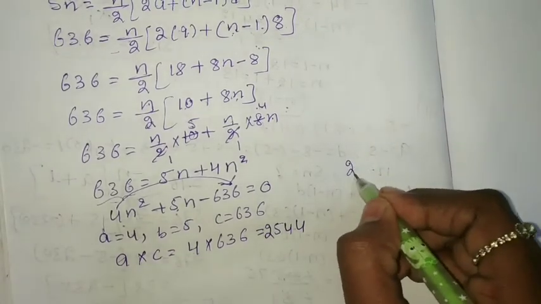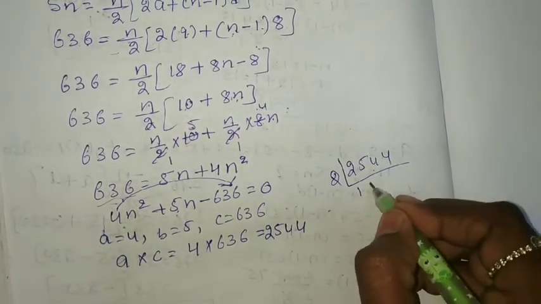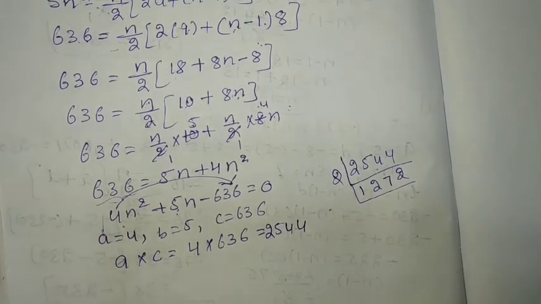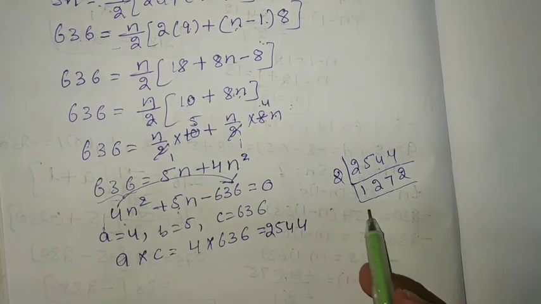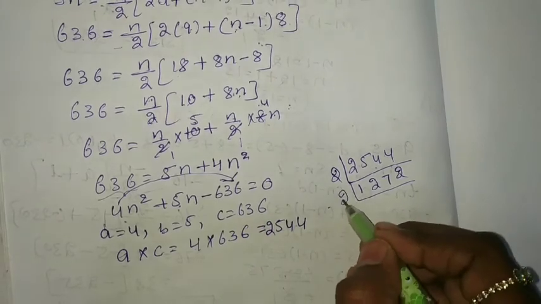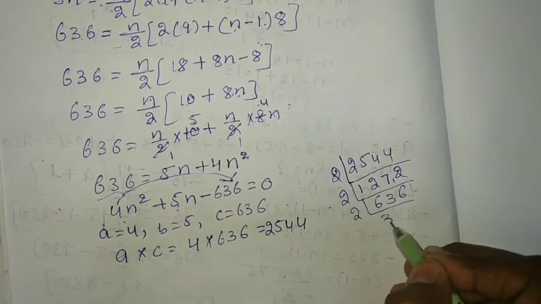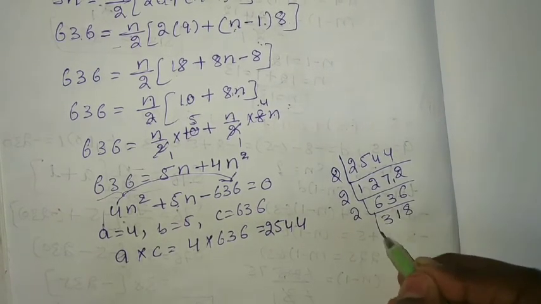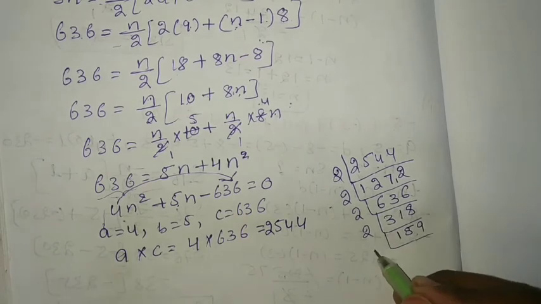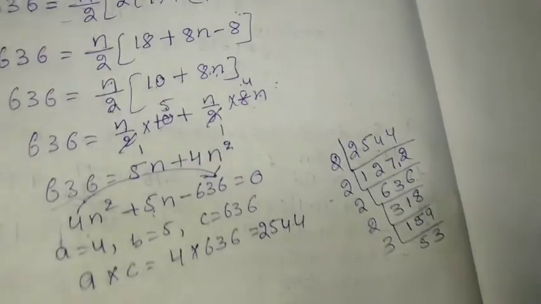Now what you have to do is take the prime factors of 2544 by the LCM method. 2 ones are 2, 2 twos are 4, 2 sevens are 14, and 2 twos are 4. Do you know how to do LCM? If you don't know LCM, I gave an introduction video in the description box. Please check it once. Next, 2 sixes are 12, 2 threes are 6, remaining 1. 2 sixes are 12, 2 threes are 6, 2 ones are 2, 2 eights are 16. And what is remaining? 2 fives are 10, 2 nines are 18, and 3 fives are 15, 3 threes are 9. So here 53 is a prime number. So let's stop here itself.